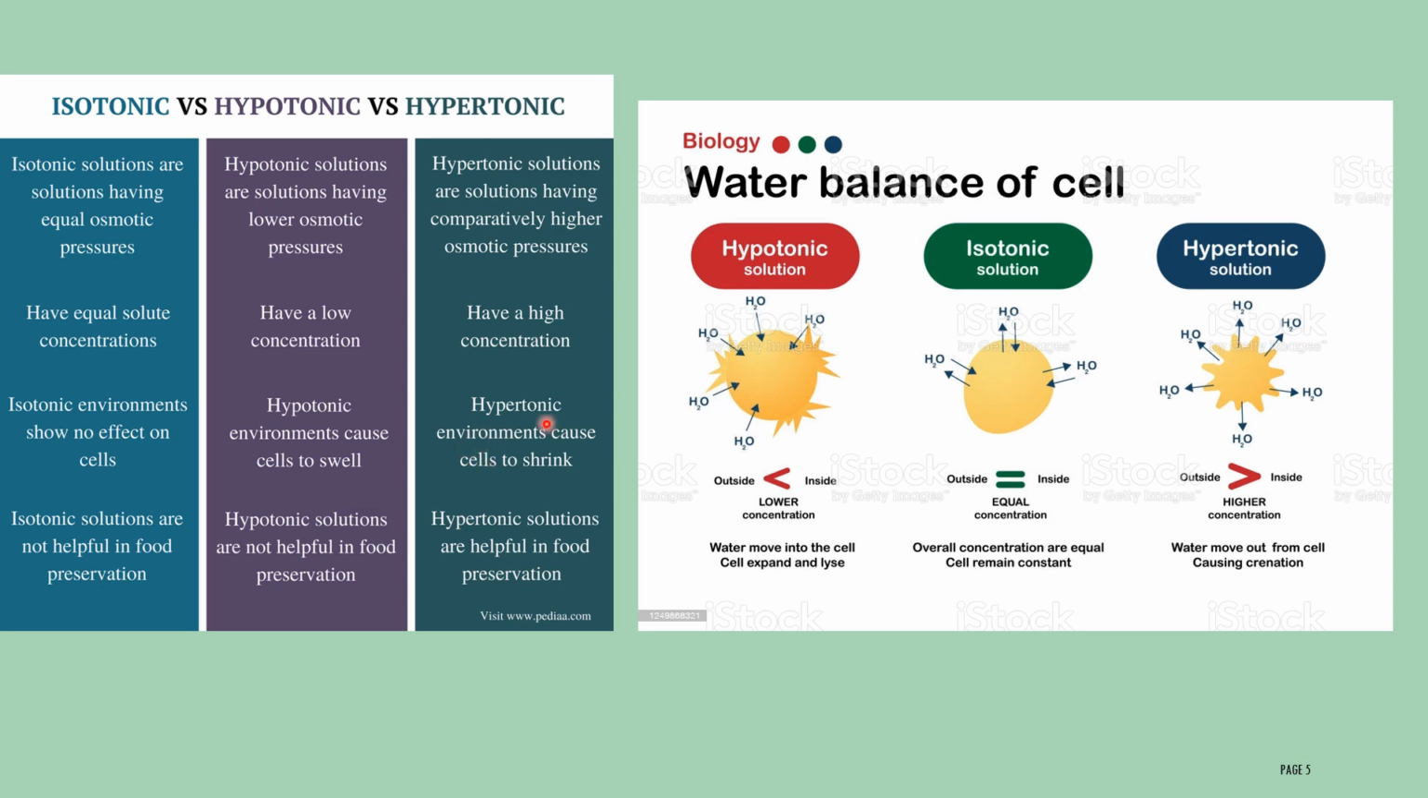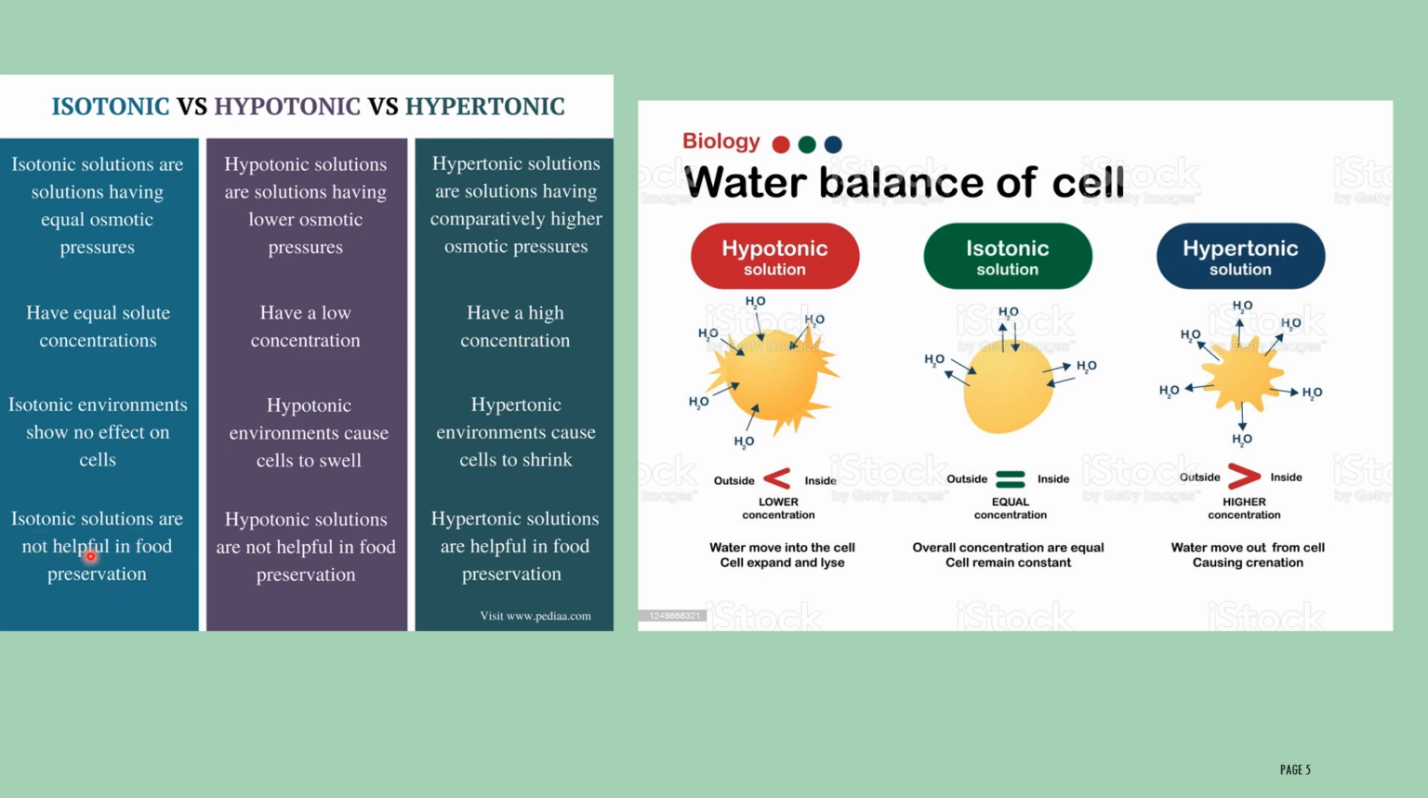Next, come to hypertonic. A hypertonic environment causes the cell to shrink. You can see the shrinking of the cell takes place in the case of a hypertonic solution, because the water comes out from the cell. If the cell loses the water, normally it will shrink. Then see the last difference.